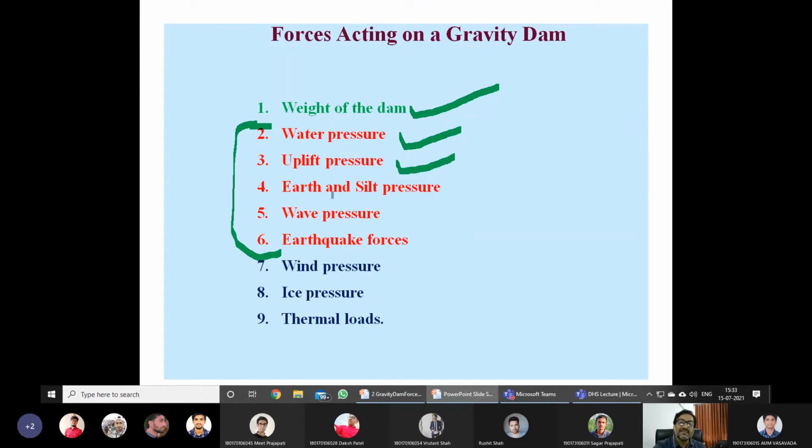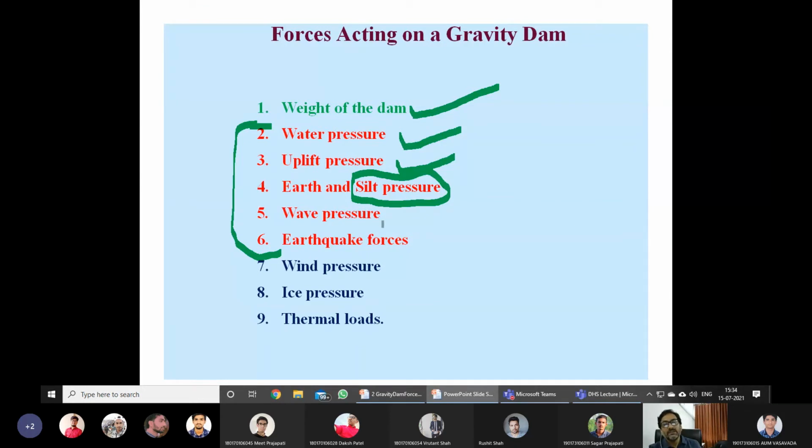One more is the earth and silt. Earth means the soil, loose soil surrounding the structure. Rarely is it important, but the silt in the water, the sediment and suspended silt in the water, exerts pressure. We need to calculate it as per the IS code. So we'll find how it should be taken care of.